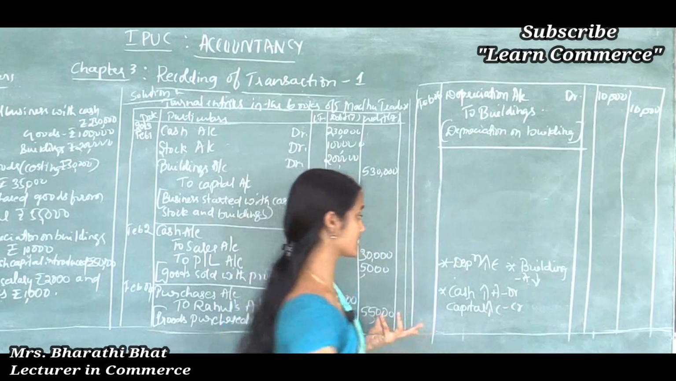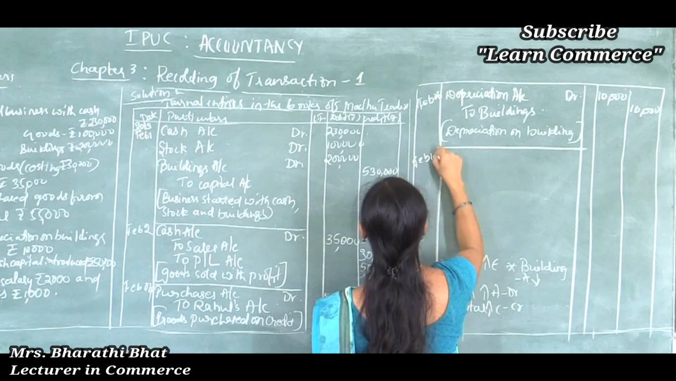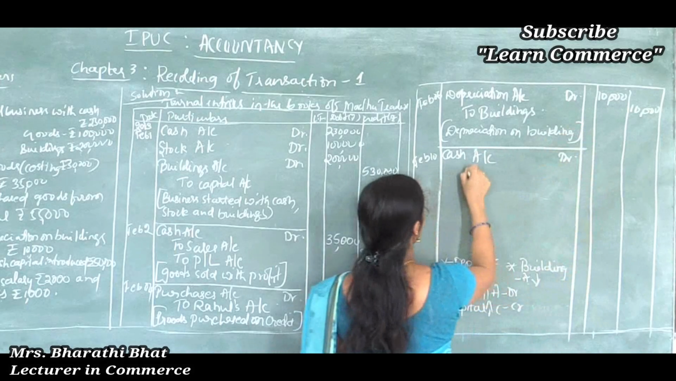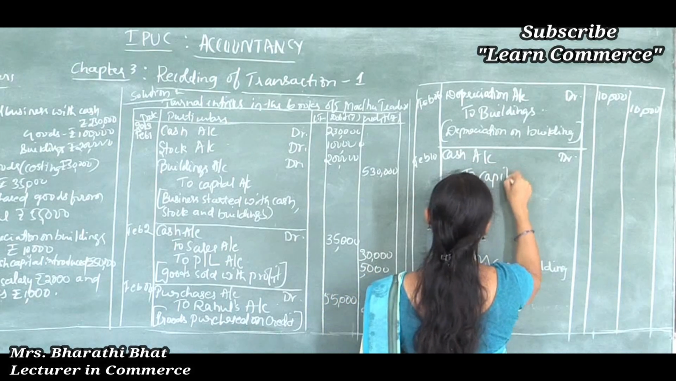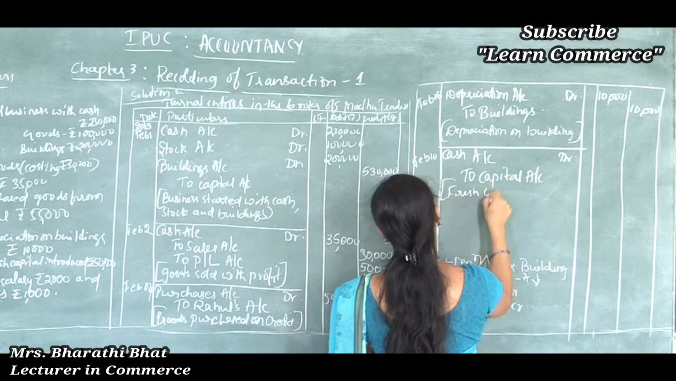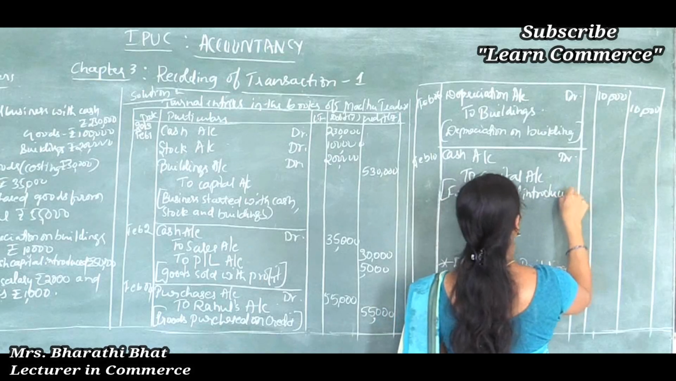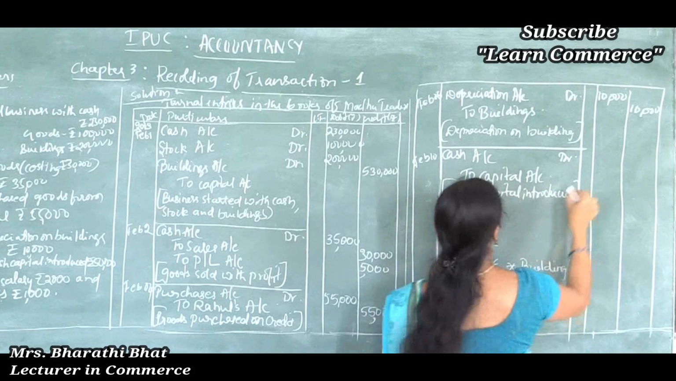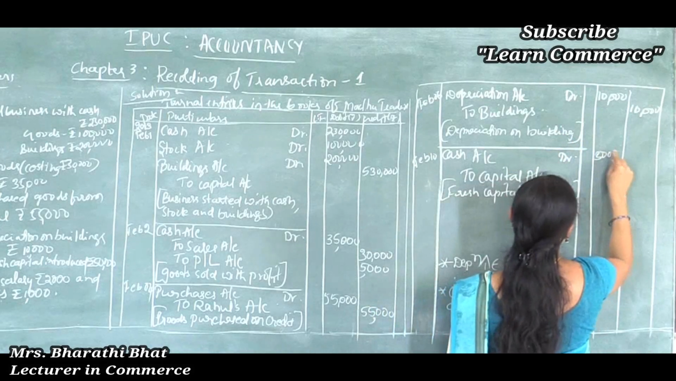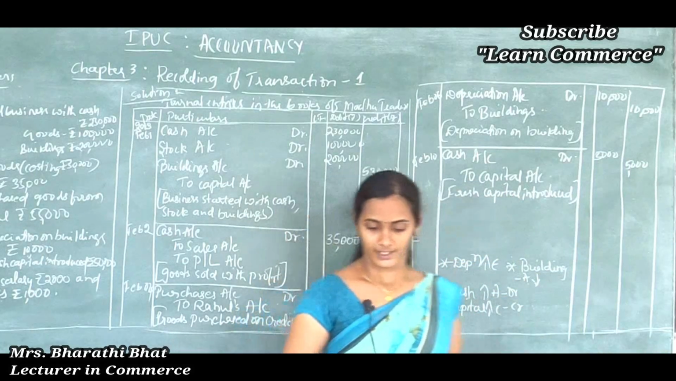So what is the entry for this transaction? Date February 10, cash account, because cash shows increased value, cash account debited to capital account. Narration: fresh capital introduced.